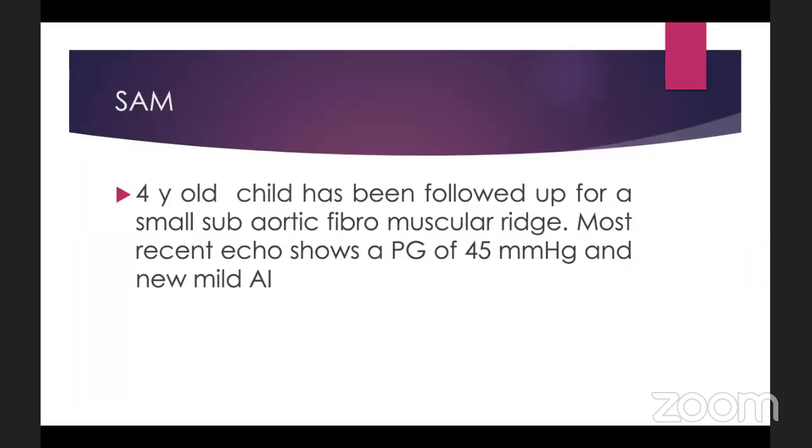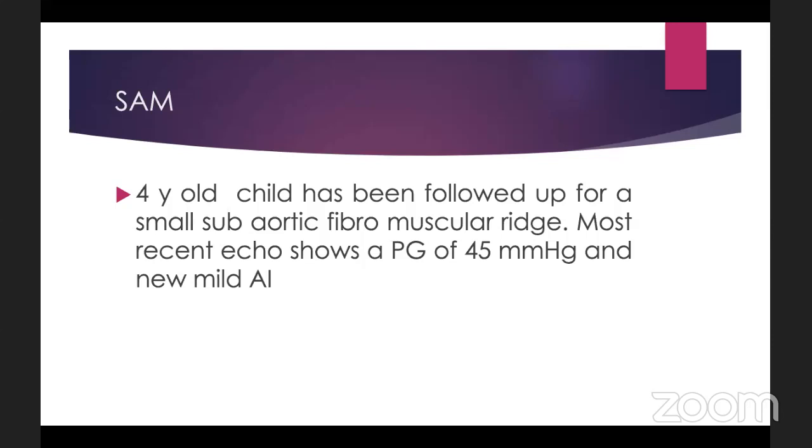Okay, a second form of obstruction is the subaortic fibromuscular ridge. This is the case of a 4-year-old child who has been followed up for a small subaortic fibromuscular ridge. The most recent echo shows a gradient of 45 peak and the development of new mild aortic insufficiency.